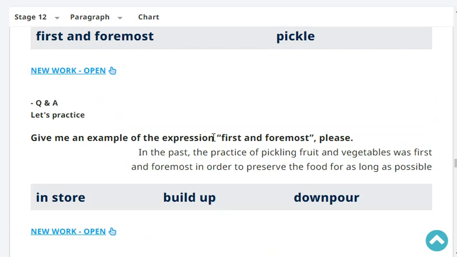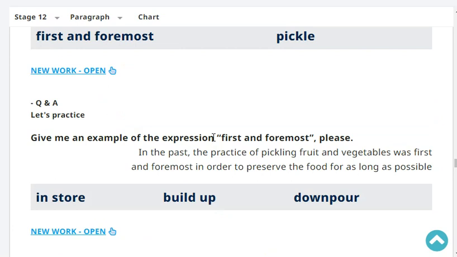Give me an example of the expression first and foremost, please. In the past, the practice of pickling fruits or vegetables was first and foremost in order to preserve the food for as long as possible.